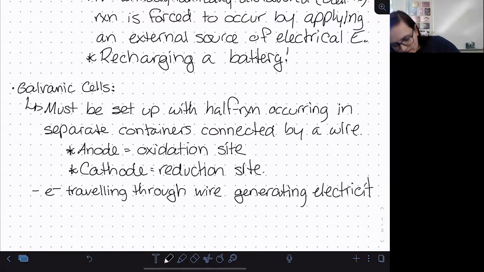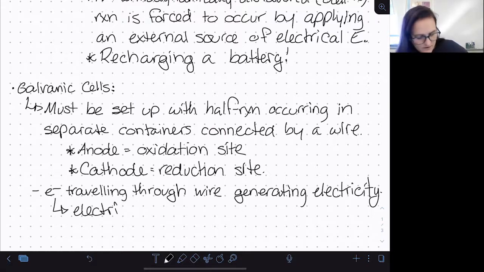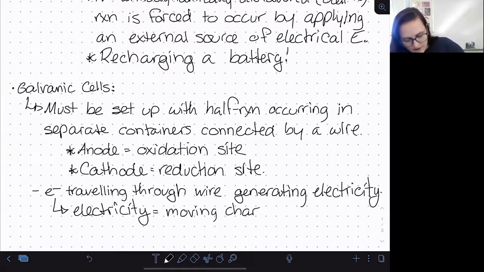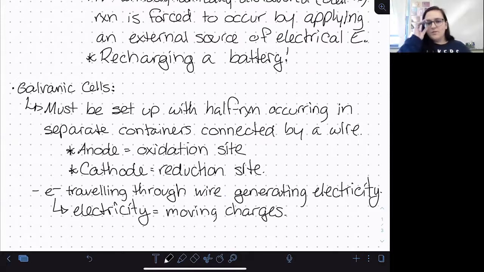Electricity, at its simplest description, is just a movement of charge in one net direction. So if you have a bunch of charged particles all moving in the same direction, that is fundamentally electricity. That is fundamentally an electric current. So we're forcing all of these electrons to move through this wire from the anode to the cathode, all in the same direction. That is generating our electric current.